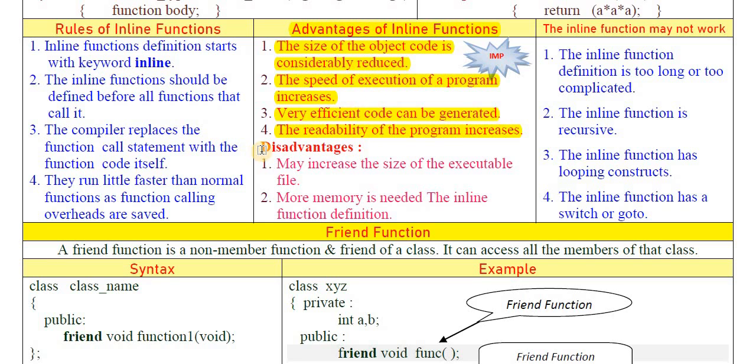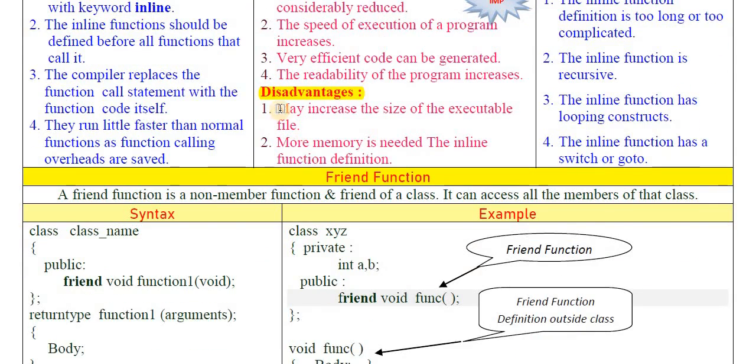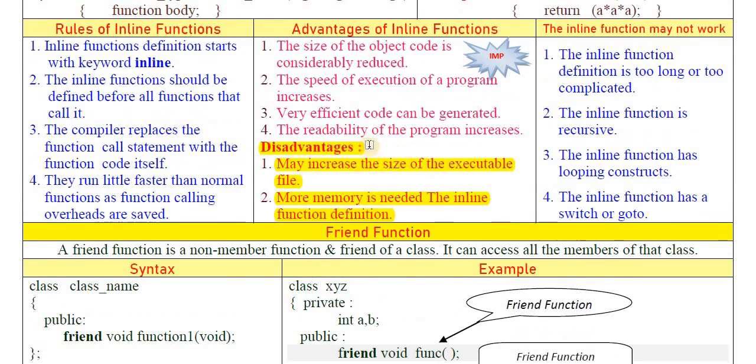Then the disadvantages of inline function. There are two disadvantages. Using inline functions may increase the size of the executable file. Then more memory is needed for the inline function definition. So these are the two disadvantages.